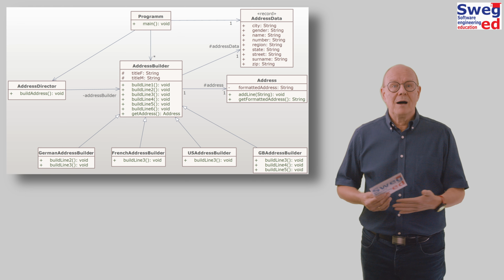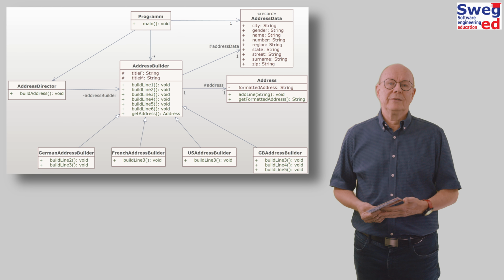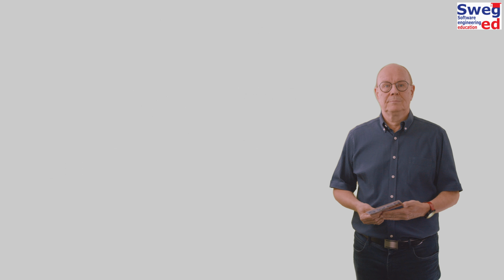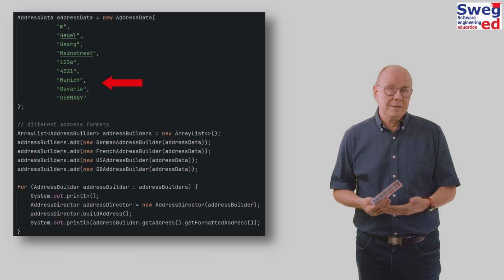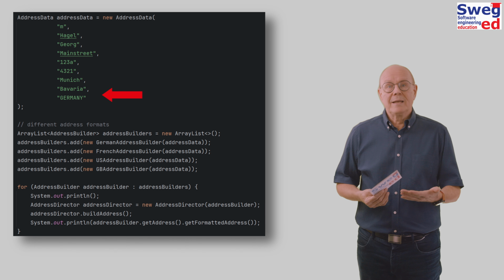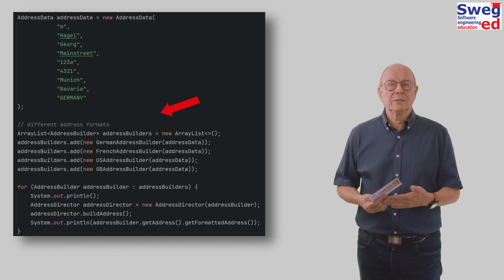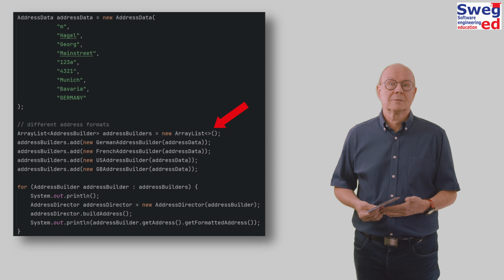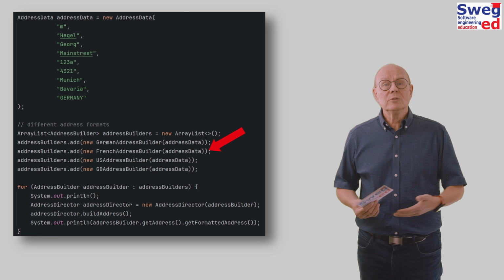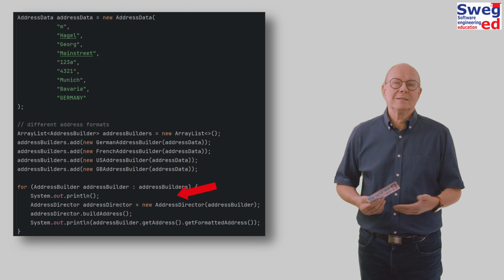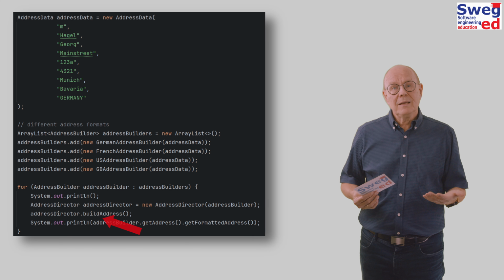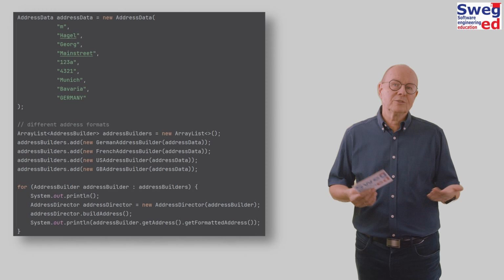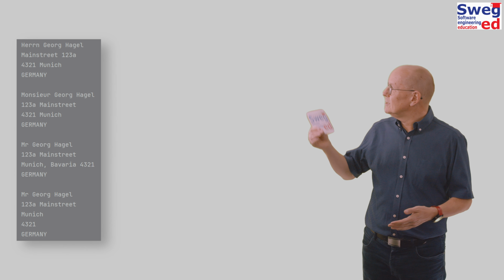Now let's see how to generate all 4 addresses in the main program. First, we create the address data. Then we set up a container of the 4 address builder child classes. We use a loop to build each address with address director objects. Finally, we print the addresses to the console. Here you can see the result.